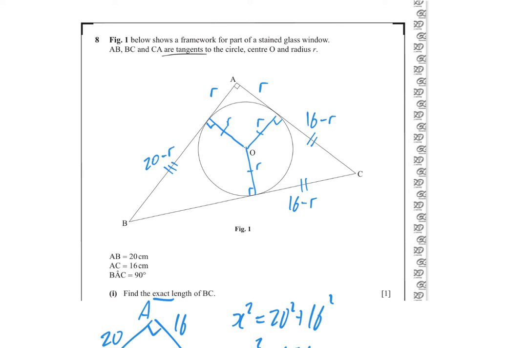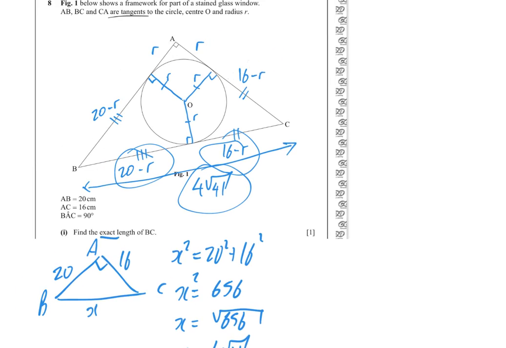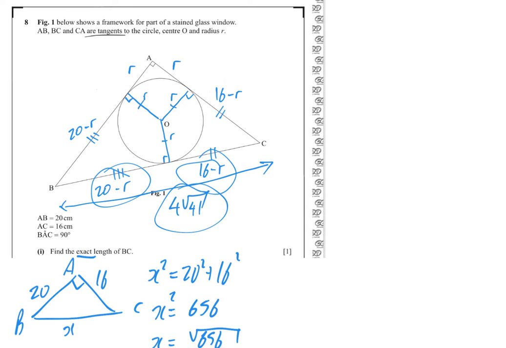Likewise, this length by your tangent kite property is equal to this length, so it's going to be 20 minus R. And remember, we also know the total length of this was, from the first part of the question, 4 root 41. So we have a relationship between 4 root 41 and the 20 minus R and the 16 minus R. So we can use that to answer the next bit. For part 2, I'm just going to do it over here where I can see the diagram.